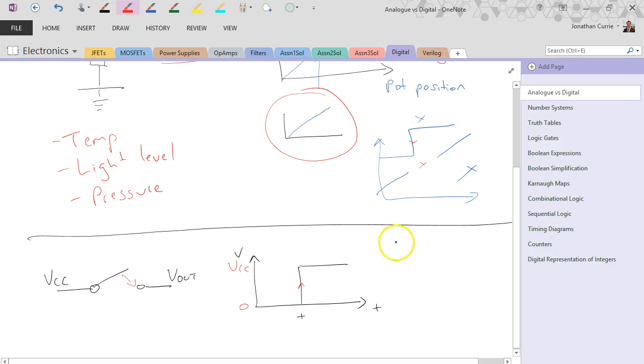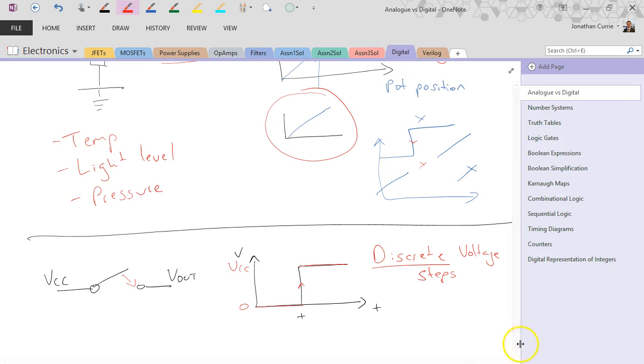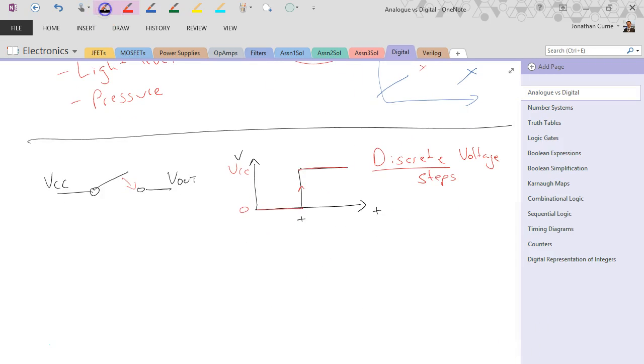So, noting that word, discrete voltage steps, or just that word discrete in general. We have this value and we have this value. It does not exist between those. It's not possible to get any other voltage between those, assuming an ideal theoretical switch. This is a property of discrete signals.